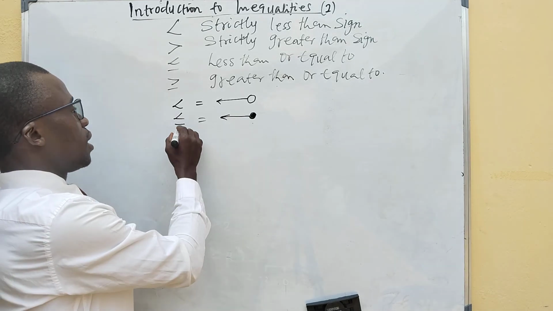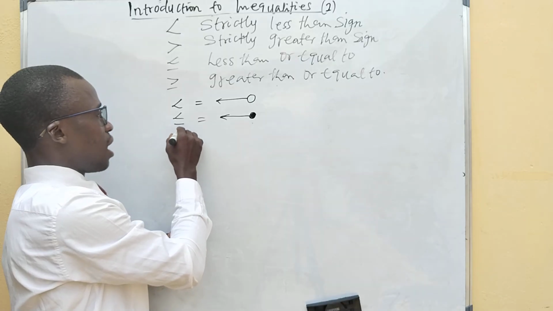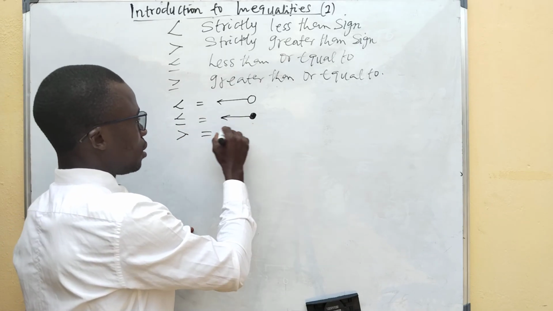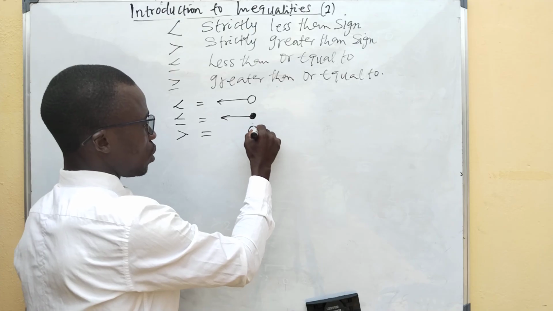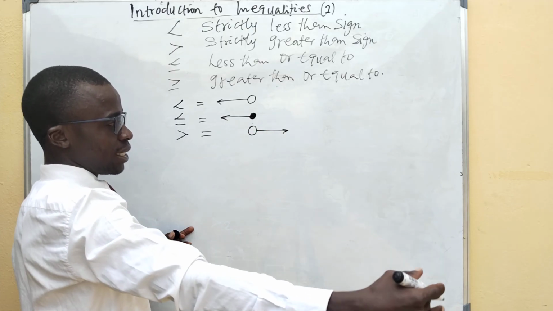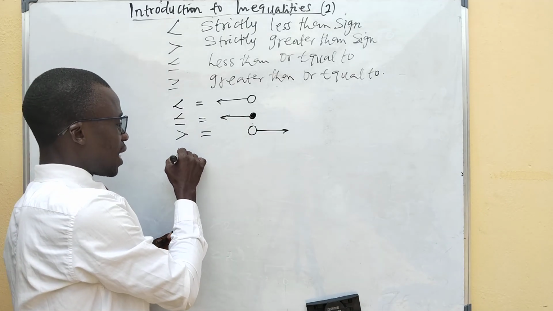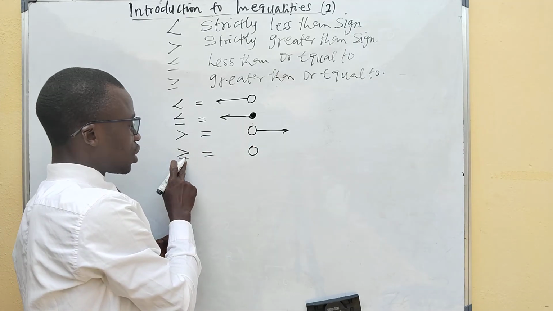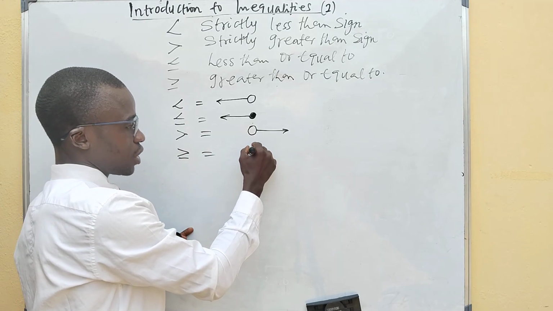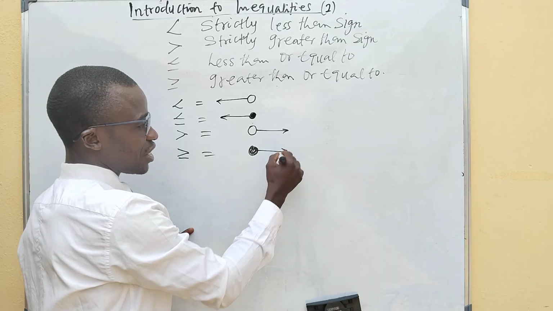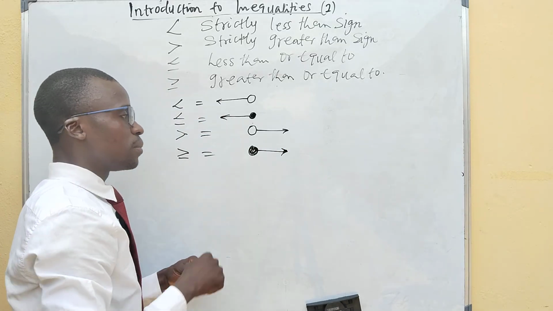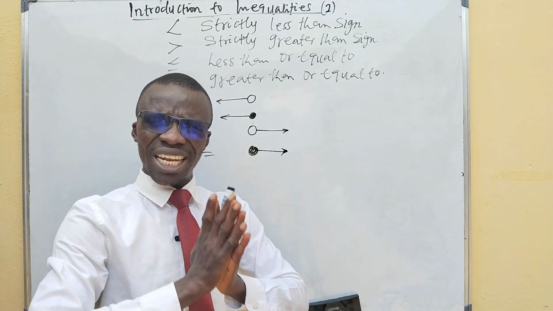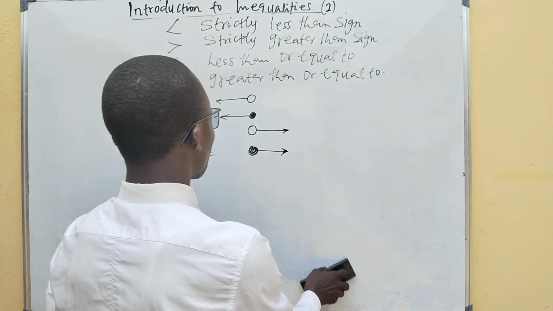Then when I have strictly greater than, I will have it this way and it will move towards the right hand. If it is greater than or equal to, I will have it this way. Because it has the equality sign, I will shade it. So that is just the simple difference between them. Having said this, the next thing we need to know now is the number line properly.